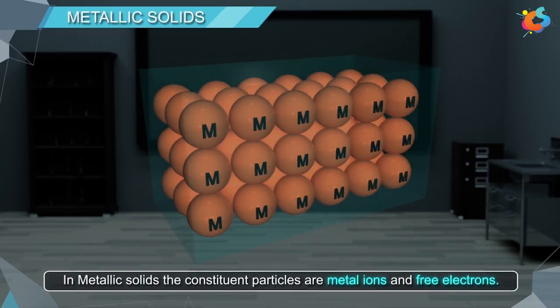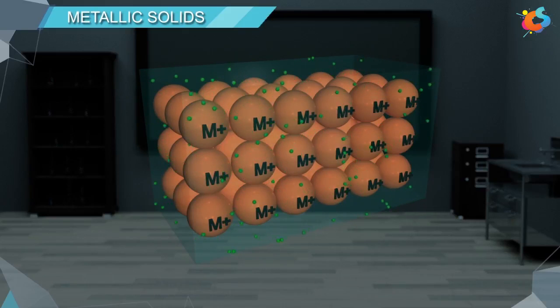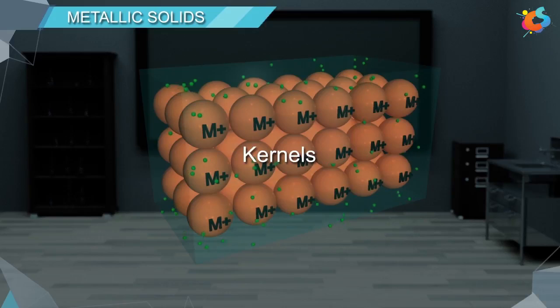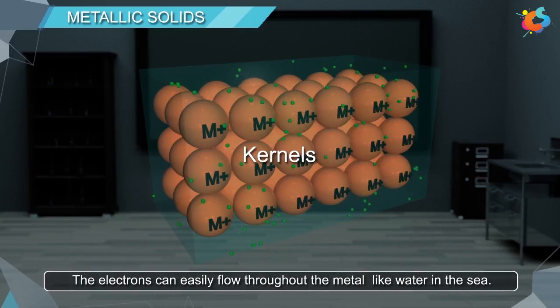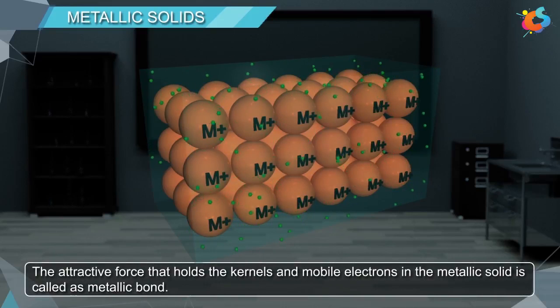In metallic solids, the constituent particles are metal ions and free electrons. Metals have a tendency to lose electrons and become positively charged ions. This group of positively charged metal ions are called kernels, and the electrons can easily flow throughout the metal crystal like water in the sea. These mobile electrons are attracted by the positively charged ions and hold these ions together. The attractive force that holds the kernels and the mobile electrons in the metallic solid is called metallic bond.